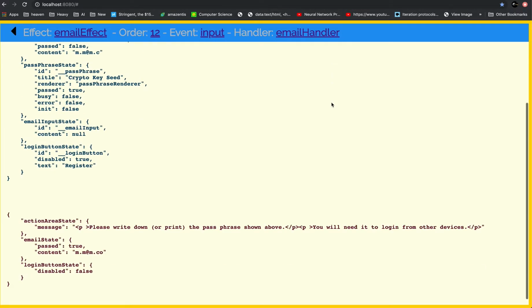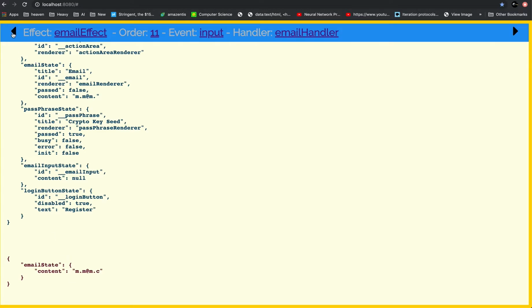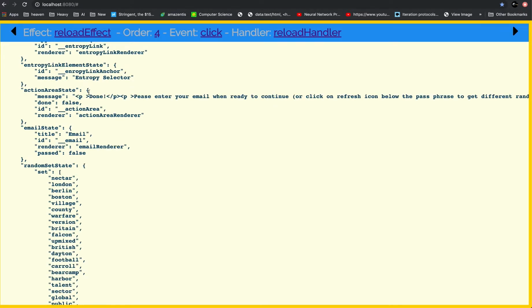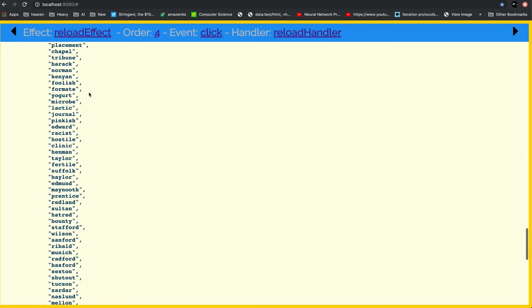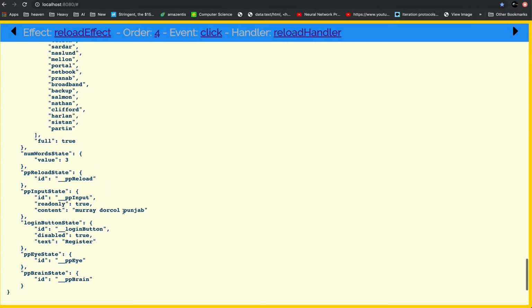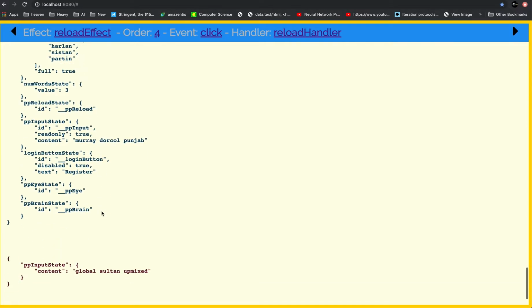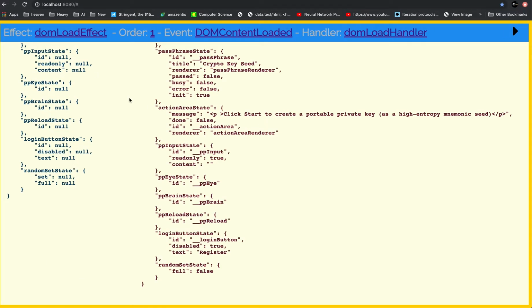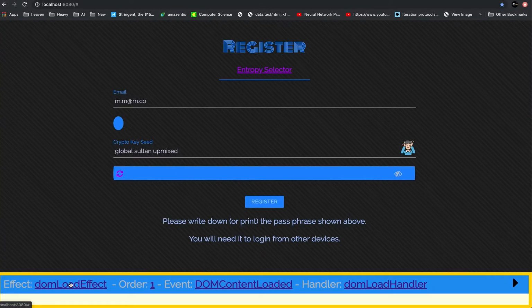Anyways, let's see. Okay, so this email effect is, if we go back, you can see the different states. This is a different effect, the reload effect. So the reload effect is, this is before and after. You can see what happened. This is a delta in this state. And if we want to go back all the way to the DOM and see what remains, this is the only thing that remains. Everything has been re-rendered by other effects. So this is good for now.